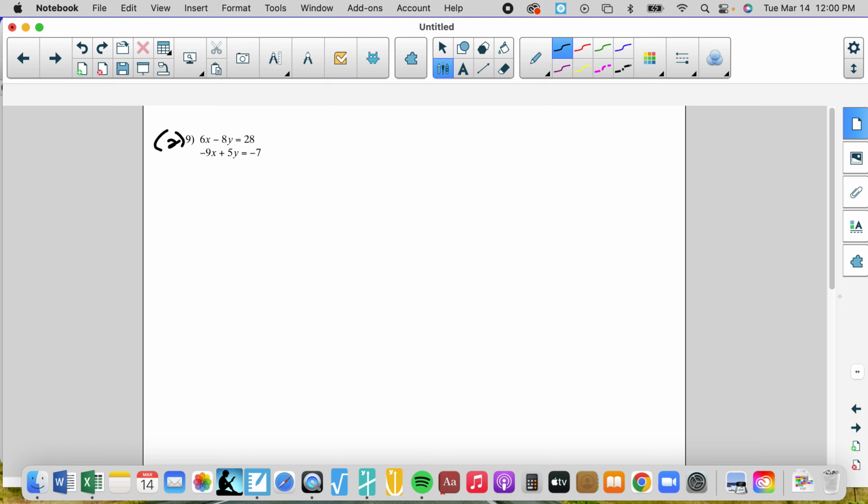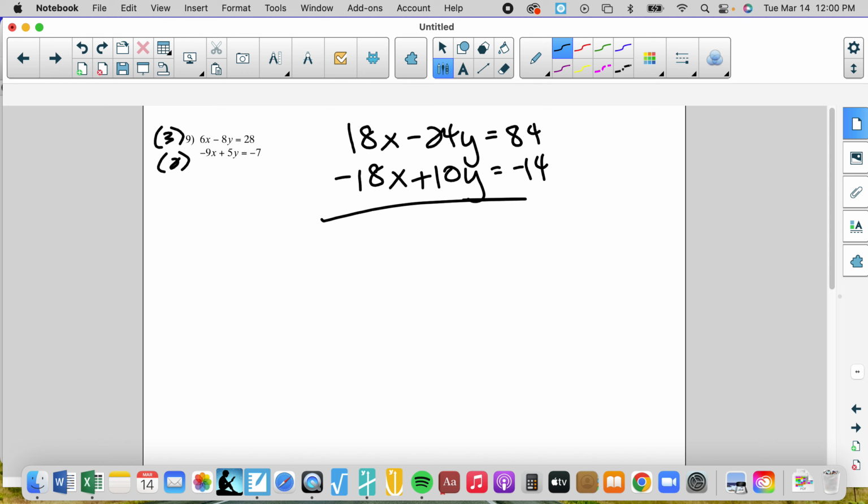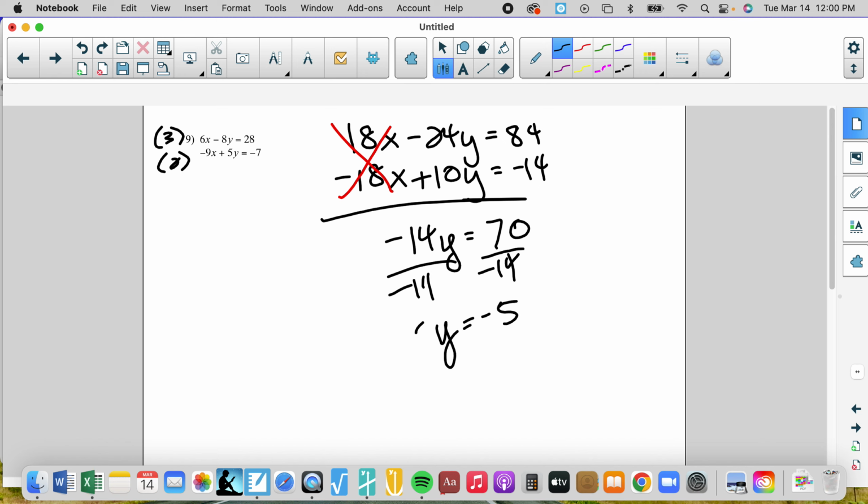I like 3 and 2 with a common multiple of 18. So we get 18x minus 24y equals 84. That is negative 18x plus 10y, and that's going to be negative 14. My x's cancel. I'm left with negative 14y equals, I think that's 70. We're going to divide by negative 14, and we get y equals negative 5.